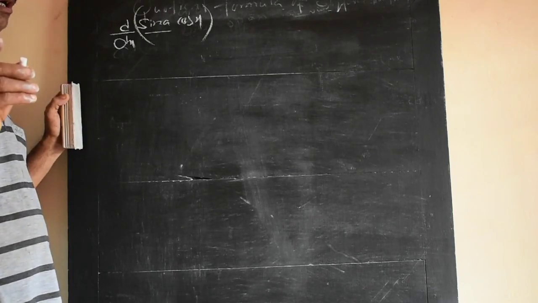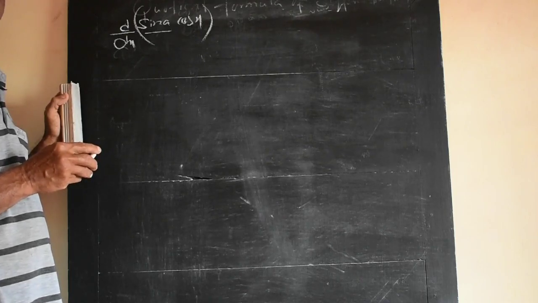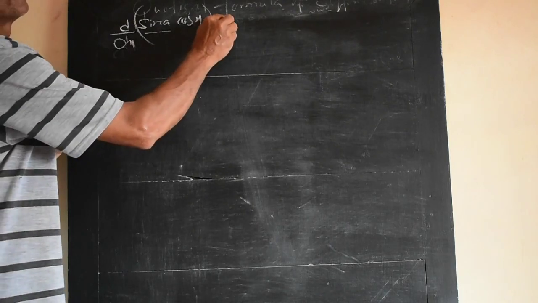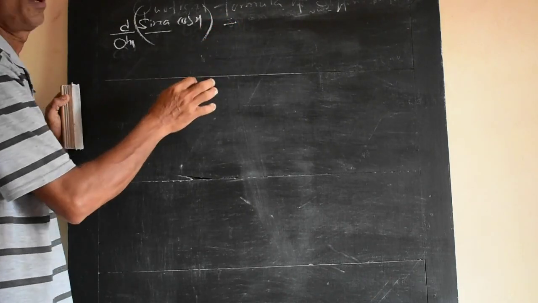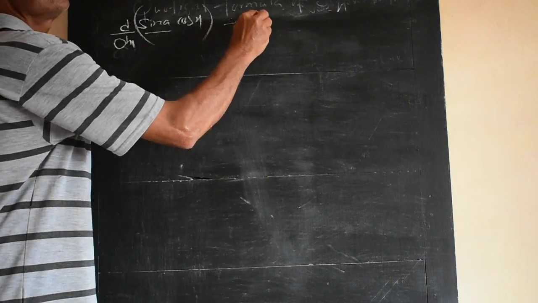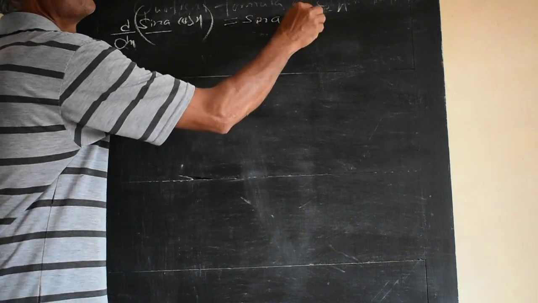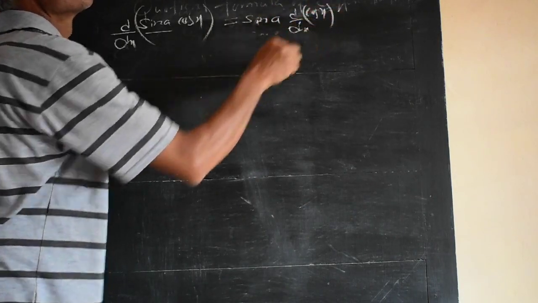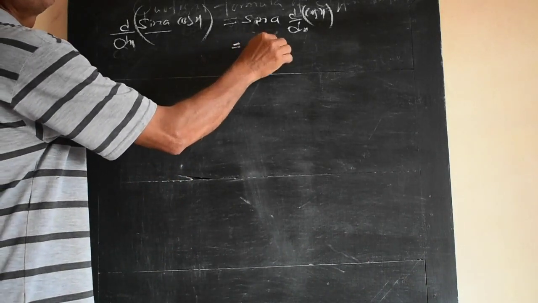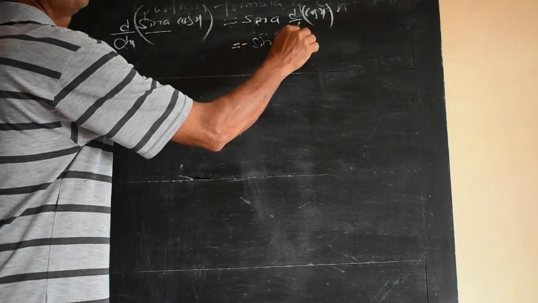For product formula, both U and V must be functions of X, meaning both must have the variable X. Since sin A is constant, product formula is not necessary here. Sin A stays outside, into d by dx of cos X, because that equals sin A into the differentiation of cos X, which is minus sin X. Okay, product formula is not necessary.